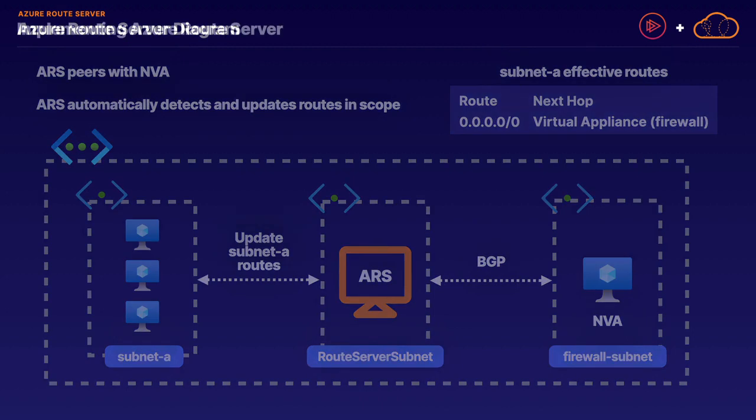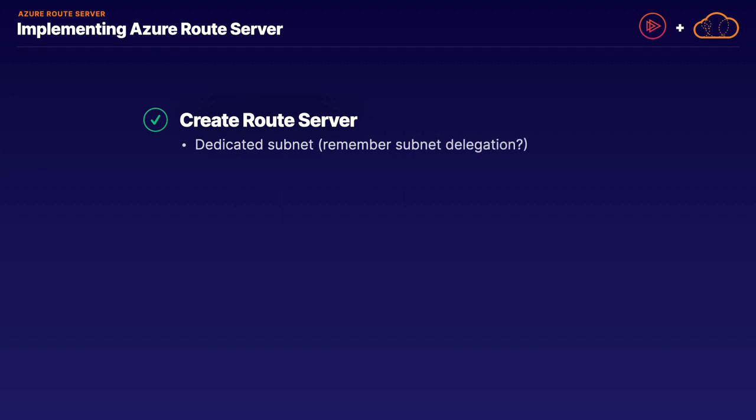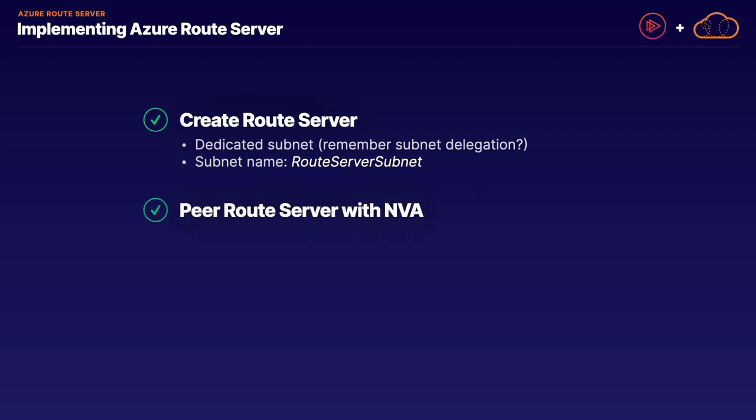Next, let's take a quick look at how to implement the Azure Route Server service. And these are going to be the specific points we are going to focus on, at least from an exam perspective for this lesson. Our first step will be to create the Route Server service, and very important to note is that this service requires a dedicated subnet, which once again goes back to our previous lesson on subnet delegation. That subnet must have a specific name of Route Server subnet, and inside of that very specifically named subnet, you'll deploy the service.